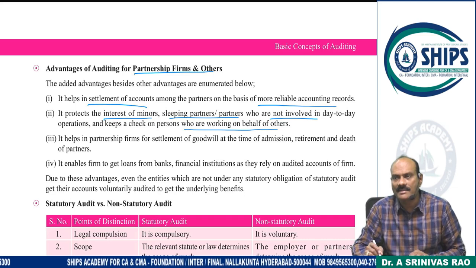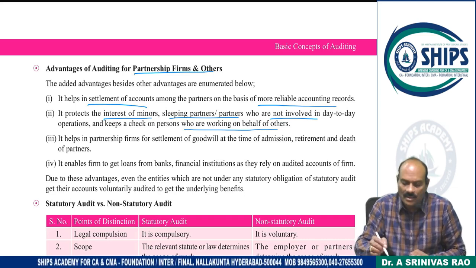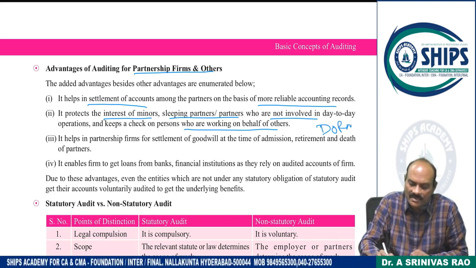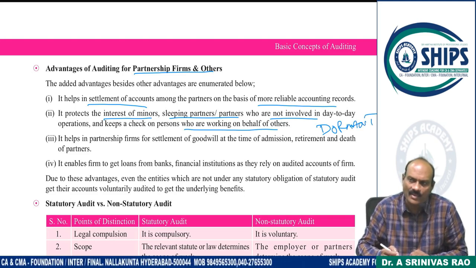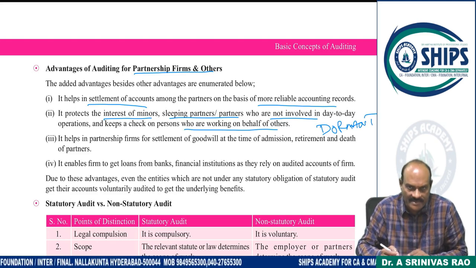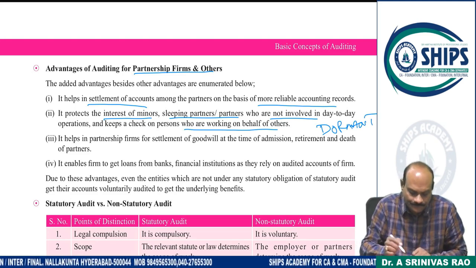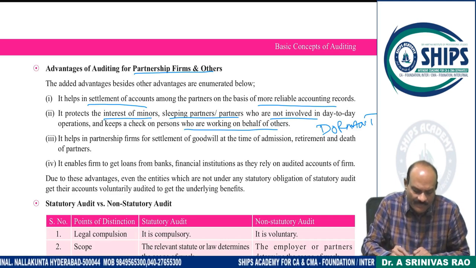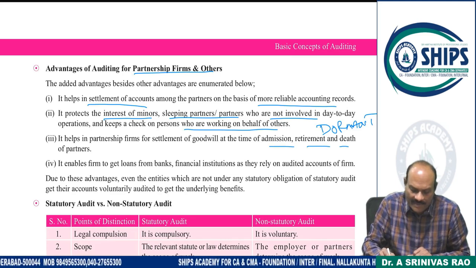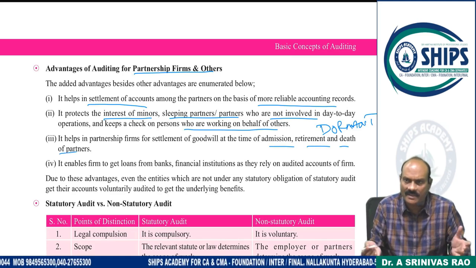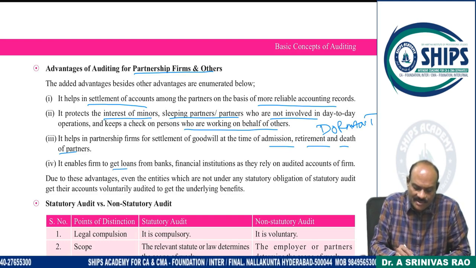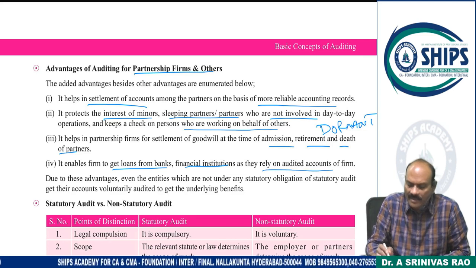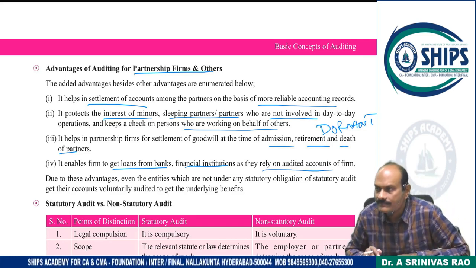Are there any minor partners within the entity? Yes. Do we have dormant partners? Dormant means sleeping partners within the entity. On their behalf, who is actively involved in the day-to-day affairs? You can have one assessment. It helps the partnership firm for settlement of goodwill at the time of admission, retirement, death of a partner, and settlement of accounts. And it enables the firm to get loans from the banks and financial institutions, who rely upon the audited accounts of the firm. Clear?